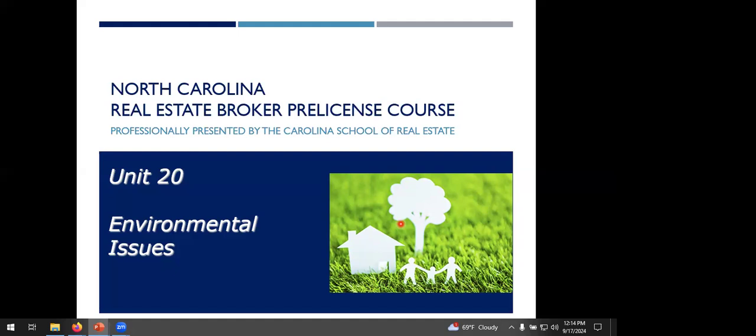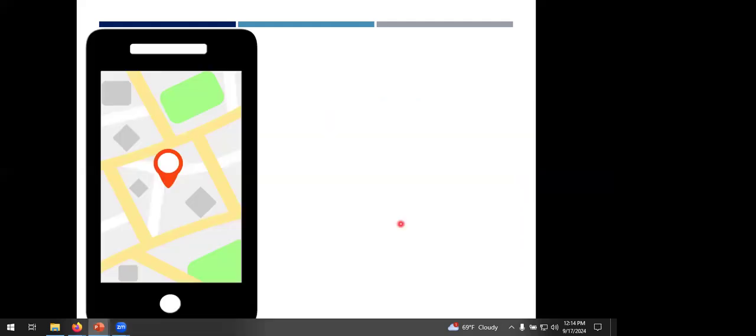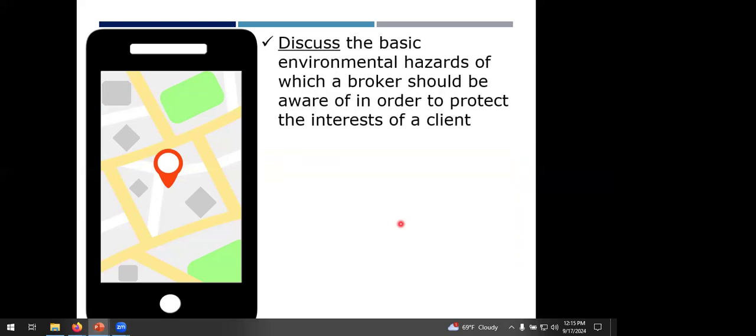We're just getting the basic understanding of these environmental issues and what they mean to us, the role of the broker ultimately. So our environmental issues are our roadmap or our guide for this unit, if you will. We're going to talk about these basic environmental issues, what I need to be aware of, how I can protect my client.